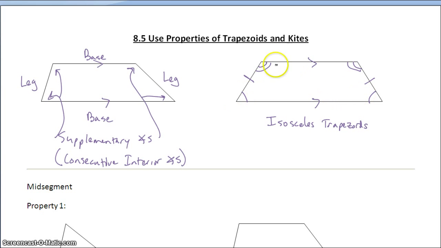These pair of angles and these pair of angles are called base angles. And our base angles will be congruent in an isosceles trapezoid.